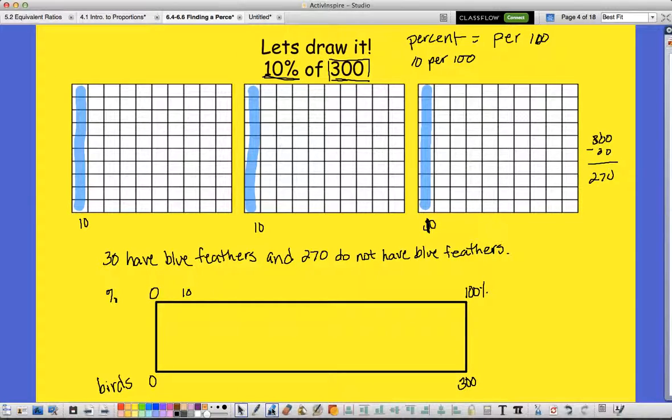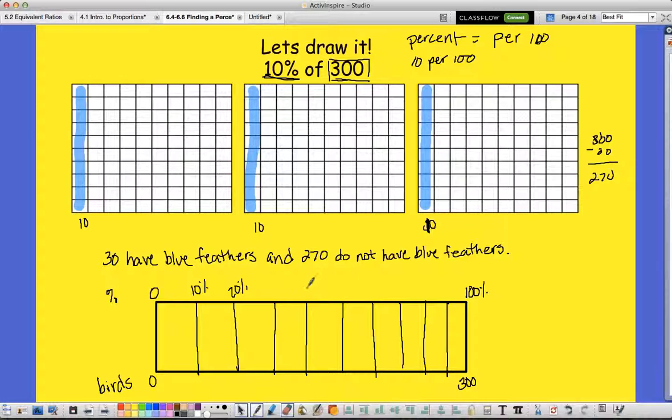So we decided that 10 will work because 10 is a factor of 300, and it's what we're trying to get to, and we can count to. So basically, is it a factor of 300 and 100, or your whole and 100? So let's go ahead and count by tens. We have 10, this is the percent, 20, 30, 40, 50, 60, 70, 80, 90, 100.